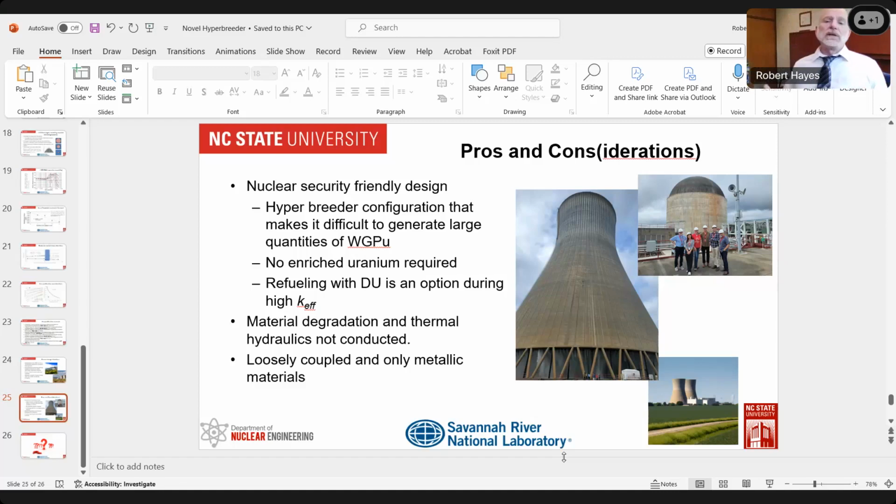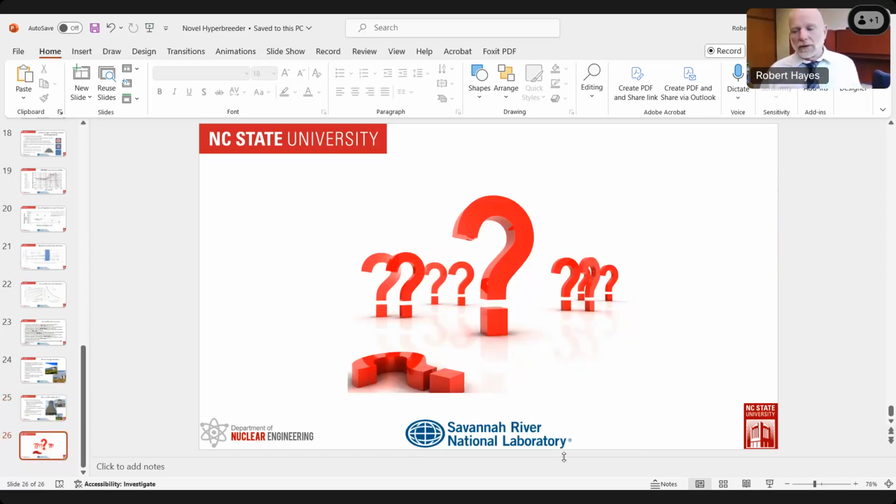Things that haven't been looked at, that we haven't published yet, we're doing research in it now, are materials, thermal hydraulics, and optimizations of the design. So we are doing research. As I said, I do have a PhD student that's working on it now. And so that should have been done in a half hour. So there should be plenty of time for questions.